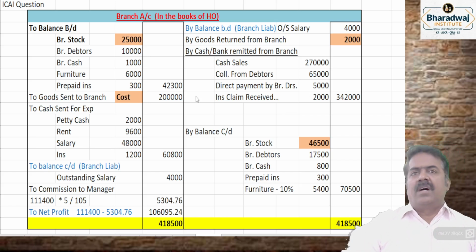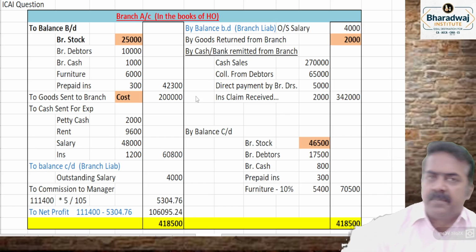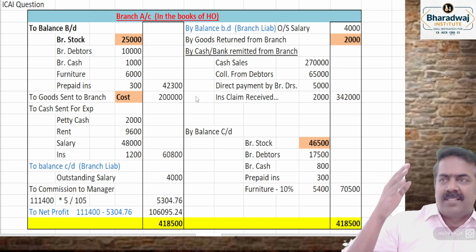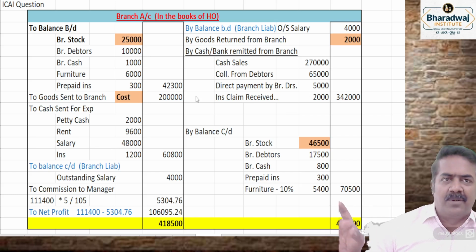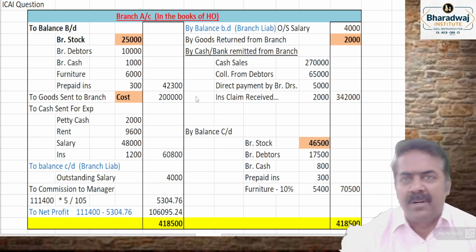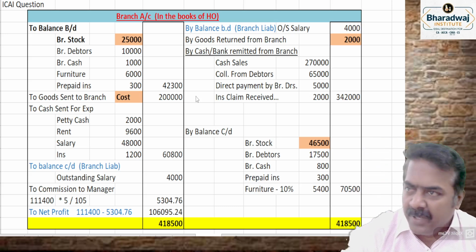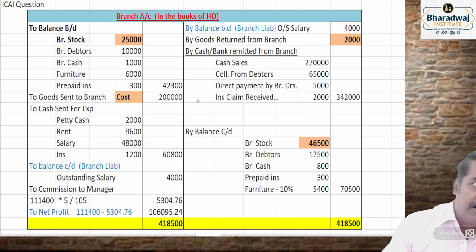We'll move to the stock and debtors method. Under the stock and debtors method, how many ledger accounts are maintained? Stock separate account, debtors separate account. Then we remove the profit by preparing what? Branch adjustment account. Then expenses account and which account? P&L account.